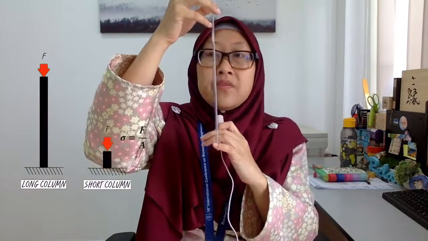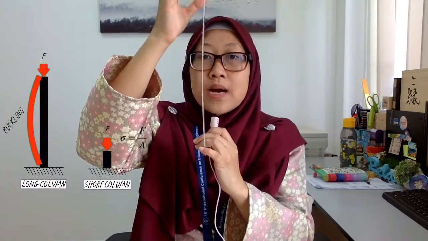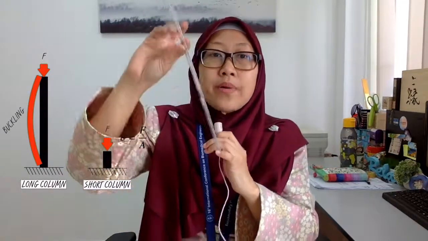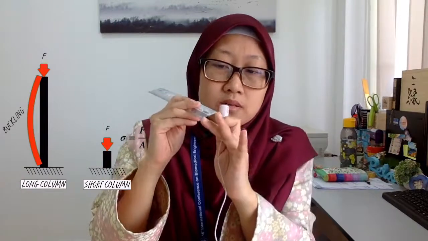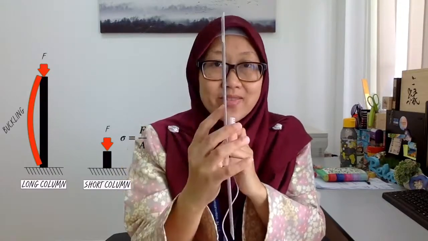But in the case of a longer column, if I apply a compression load on top of its surface, before permanent deformation, you see what will happen? It will buckle first. So this mechanic is called buckling. Buckling happens when the length of the column is significantly higher compared to the cross-section of the column. You see, the cross-section of this column is very small compared to its length. So in order to calculate the critical load or the critical stresses for cases of long columns, we have to consider the length of the column.